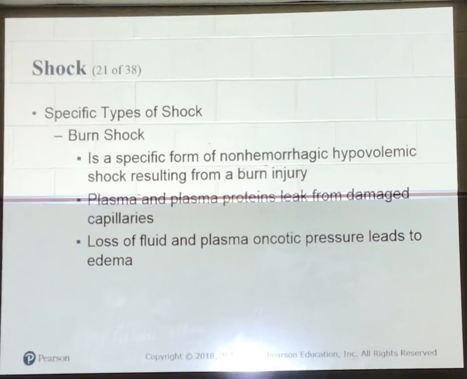Waterfall is what? Waterfall is sodium. Right? Okay. Burn shock takes several hours to occur. All right. The key emergency care in the burn patient is to establish and maintain an adequate airway, ventilation, and oxygenation. Also, prevent further contamination of the burn injury.